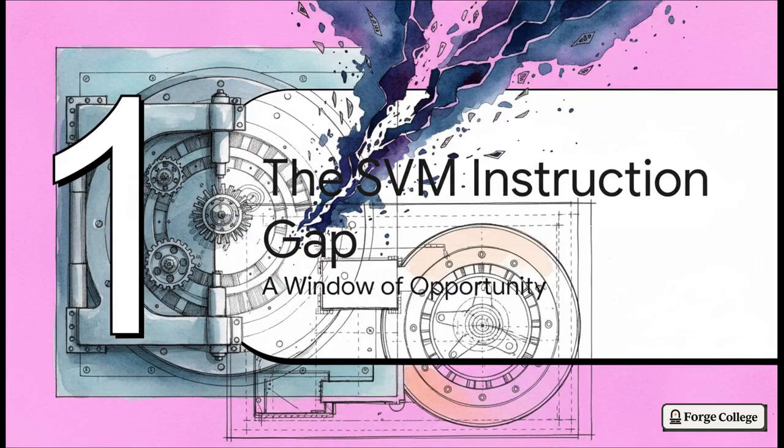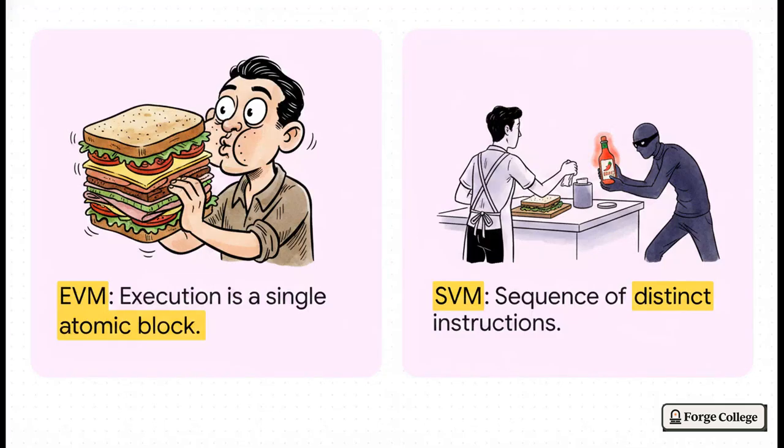Section 1. The SVM instruction gap. To really understand this heist, we first need to understand the architecture of the vault doors we're trying to break into. Okay, let's look at this architectural comparison inked out here. In Ethereum, the EVM execution is basically one big atomic block. You call a smart contract, it locks the global state, runs its logic, and finishes. It all happens in one continuous breath.